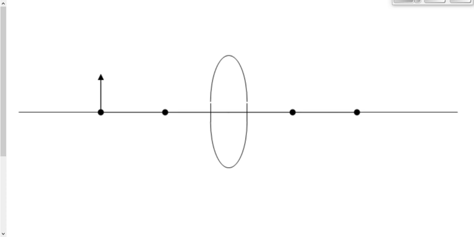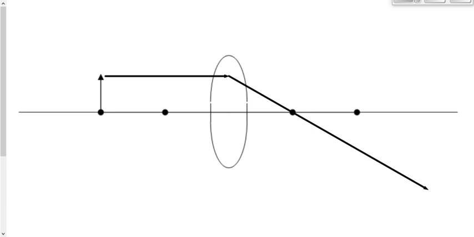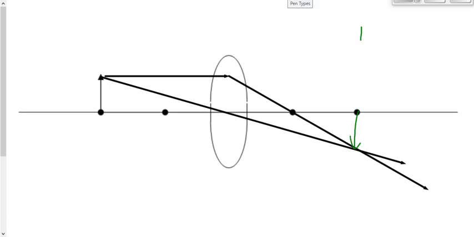Let's draw the next one here real quickly. First ray, parallel. It continues down through the focal point. Second ray goes down through the optical center. They're going to converge over here. The image is going to be what?